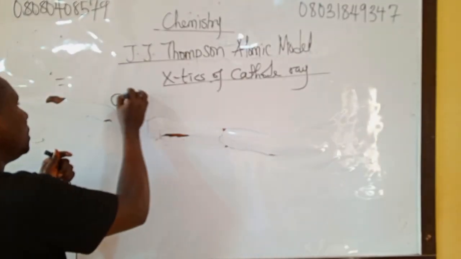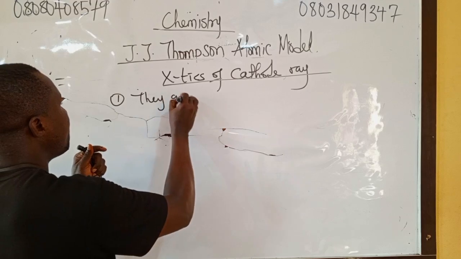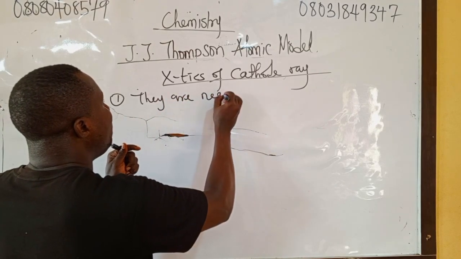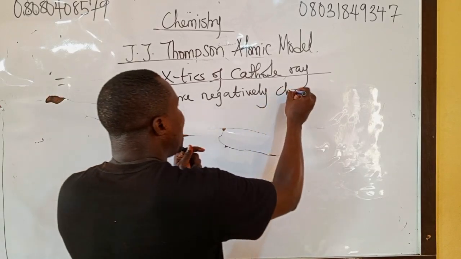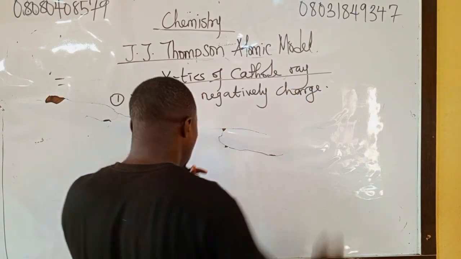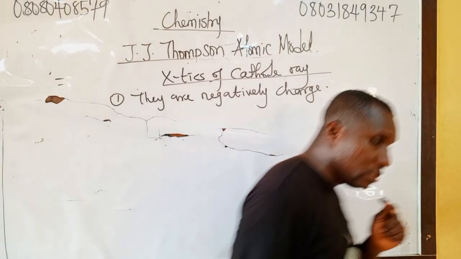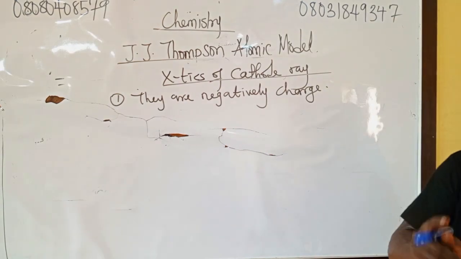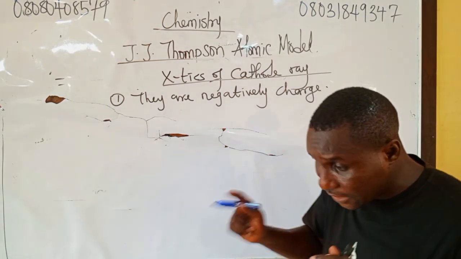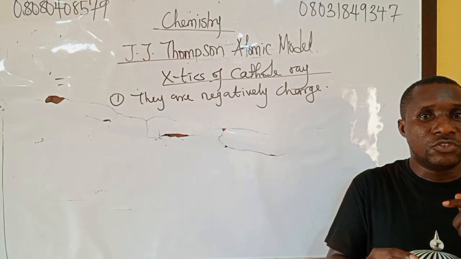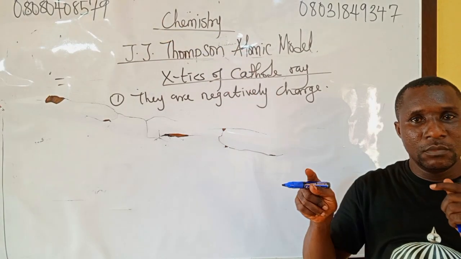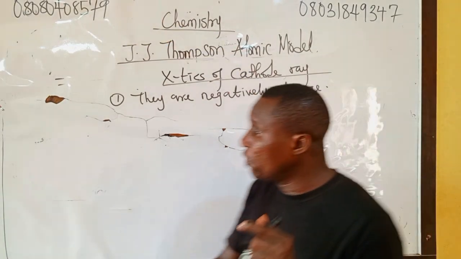Number one, they are negatively charged. Take note of that. Cathode rays are negatively charged. Why? Because they are produced from the cathode electrode, and the cathode electrode is a negative electrode.